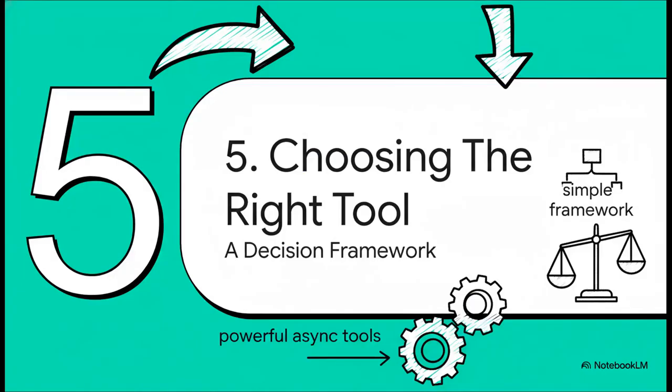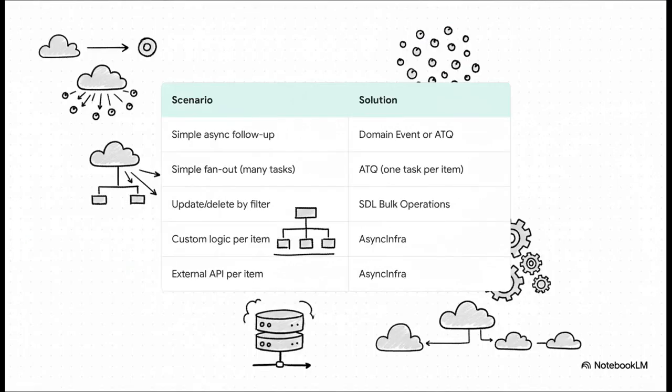Okay, so now we have two really powerful async tools in our toolkit. The crucial part, obviously, is knowing which one to use and when. This framework should make that decision crystal clear. This table is basically your cheat sheet. For a simple follow-up action, yeah, ATQ is perfect. If you need to kick off a whole bunch of independent tasks, like a fan-out, ATQ is still a great fit. Just launch one task per item.